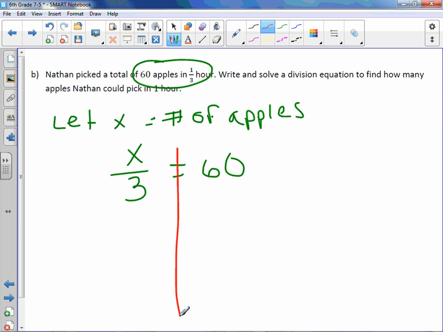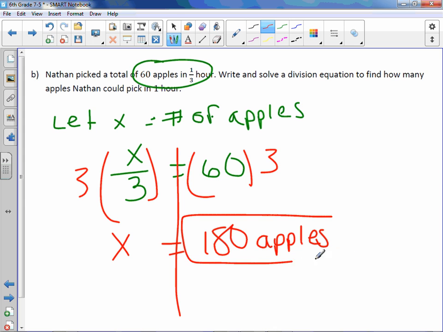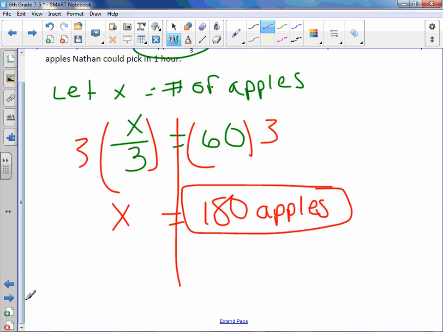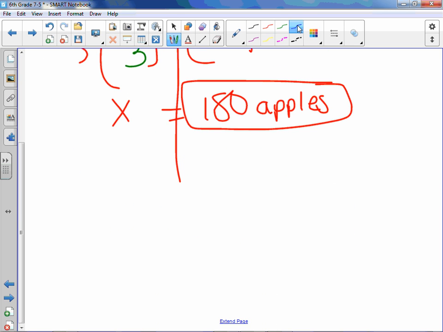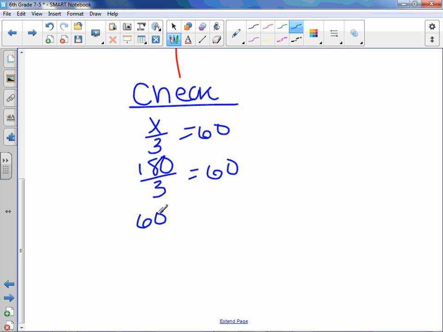Solve. Times 3 on both sides. X equals 180 apples. And let's go ahead and do a check. We got 180, so let's plug in 180 there. 180 divided by 3 is 60, so it checks out.